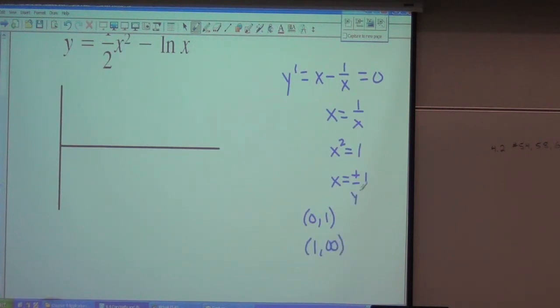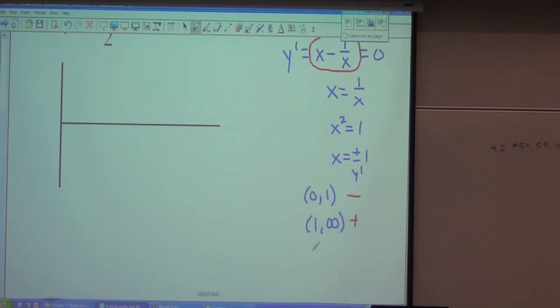Let's check that in the first derivative. A number less than 1, say 1/2. Here was our first derivative. If I do 1/2 minus 1 over 1/2, 1 divided by 1/2 is 2. So 1/2 minus 2 is negative. Something bigger than 1, I could pick 2. I get 2 minus 1/2, that's positive. So it's decreasing, then increasing. So that's telling us there's a relative minimum at x equals 1.